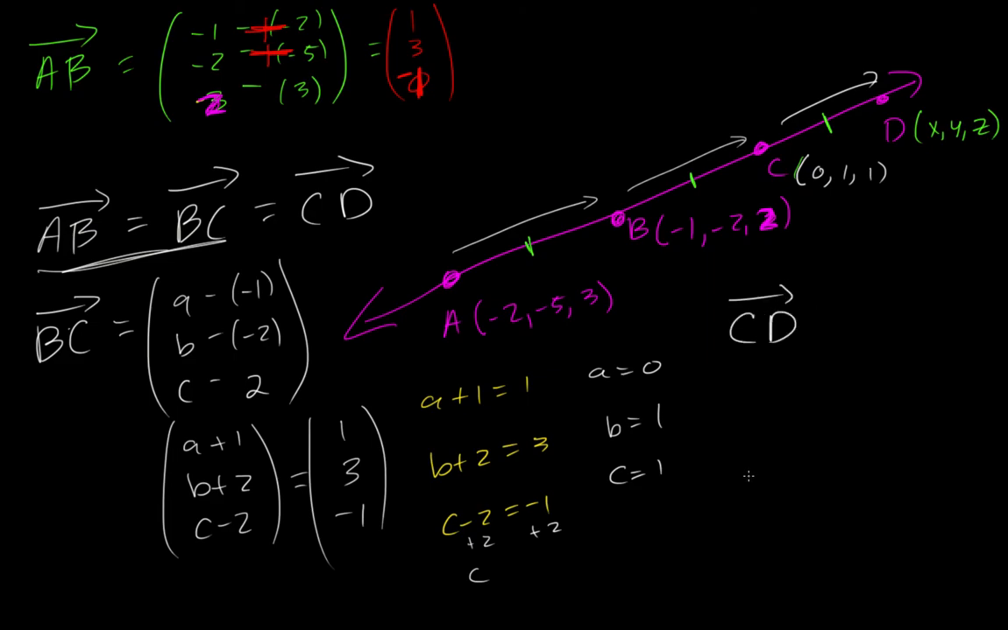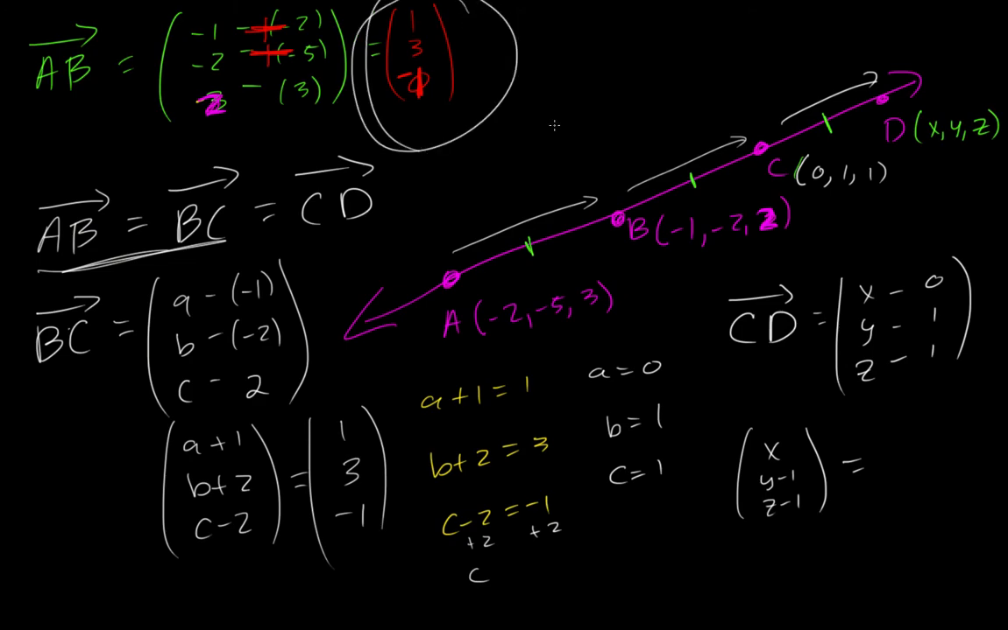And so if I'm setting up CD, I'm going to get X, Y, Z, and then my C values like that. And that leaves me with the vector X, Y minus 1, Z minus 1. And once again, since these are all equal to each other, we can set them equal to AB, which is 1, 3, negative 1. And we can come up with X equals 1, Y minus 1 equals 3, and Z minus 1 equals negative 1. So when we do that, we see that our X value is just 1. If I add 1 to this side, Y is equal to 4. And then if I add 1 to this side, we see that Z is equal to 0. So those are the coordinates. So we're done with that problem.